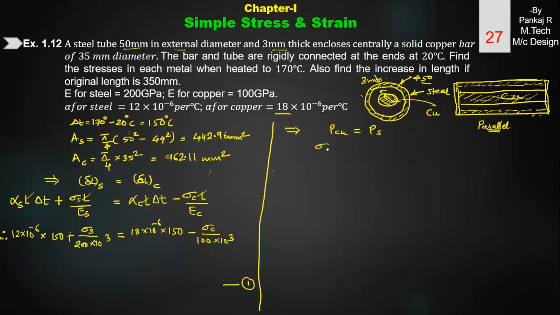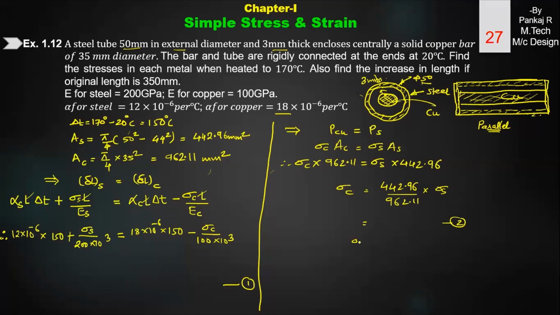तो कॉपर हो जाएगा सिग्मा सी into area for copper and this will be sigma s into area for steel. But I know the sigma c into area for steel and area for copper are known to us. It is 962.11 and is equal to sigma s into 442.96. Okay. So when you write down, sigma c is equal to 442.96 divided by 962.11 into sigma s. So on this you will get that second equation, and on solving 1 and 2 you will get the answer for sigma C and sigma S.